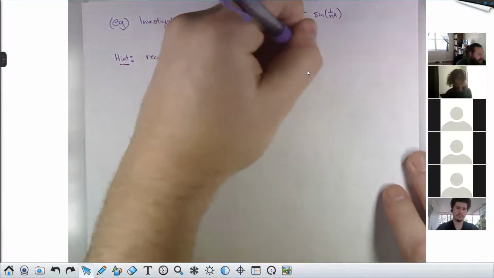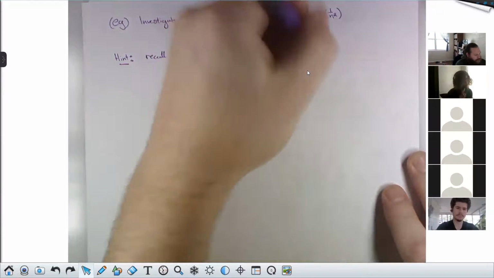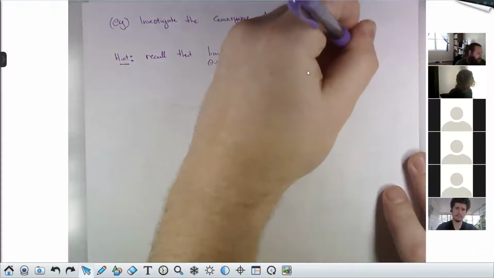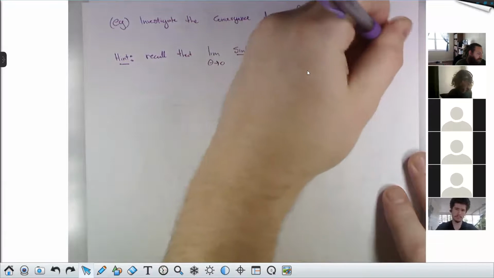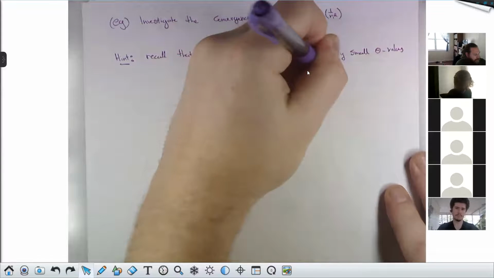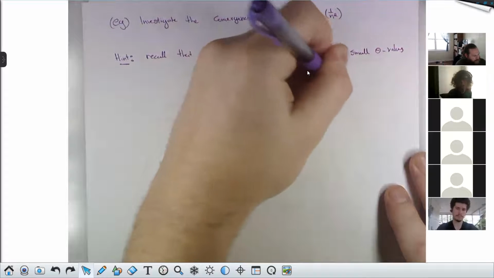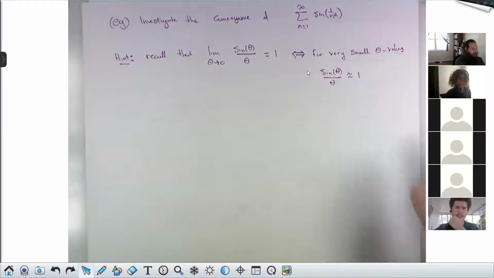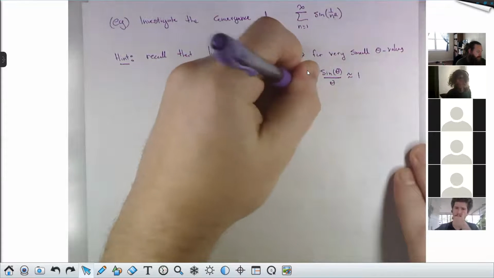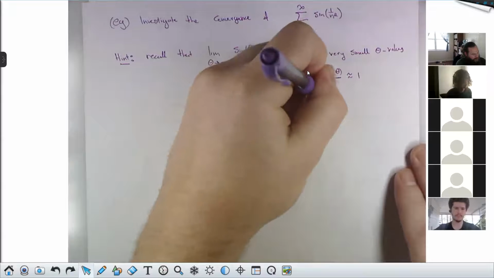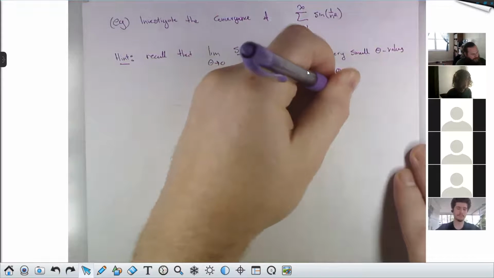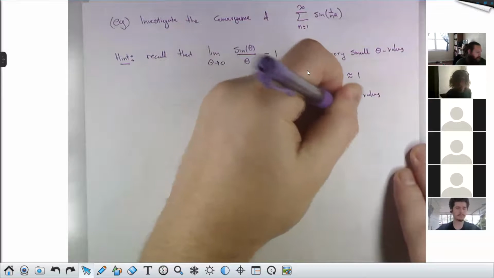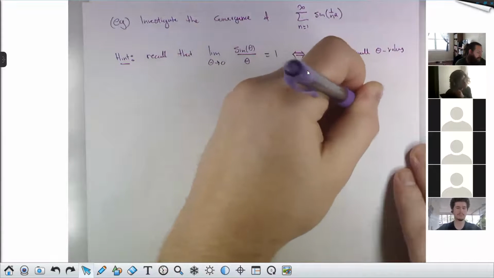What this means is, for very small theta, sine theta over theta is approximately equal to 1. And that's equivalent to saying that for very small theta, sine theta is approximately equal to theta.